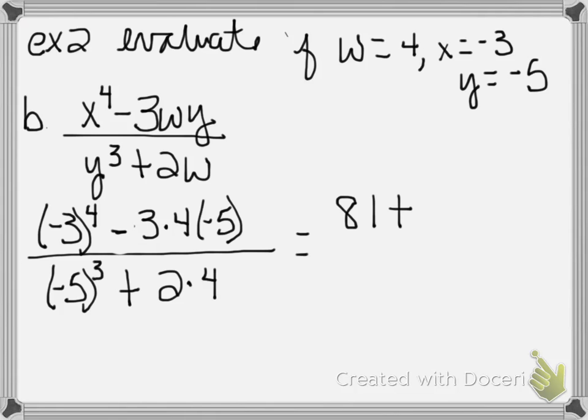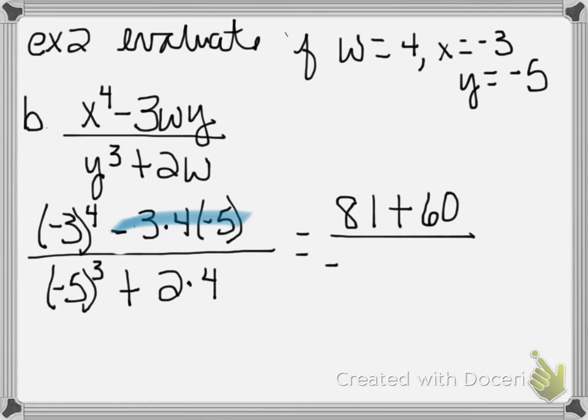Now I recopied and fixed that minus sign. So that would be right here, I got a positive 60. That's negative 3 times 4 times a negative 5. Negative 12 times a negative 5 is a positive 60.